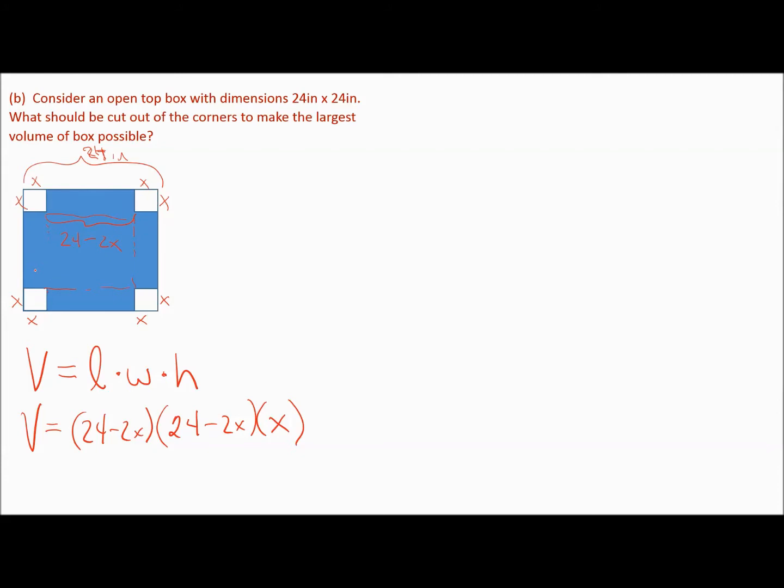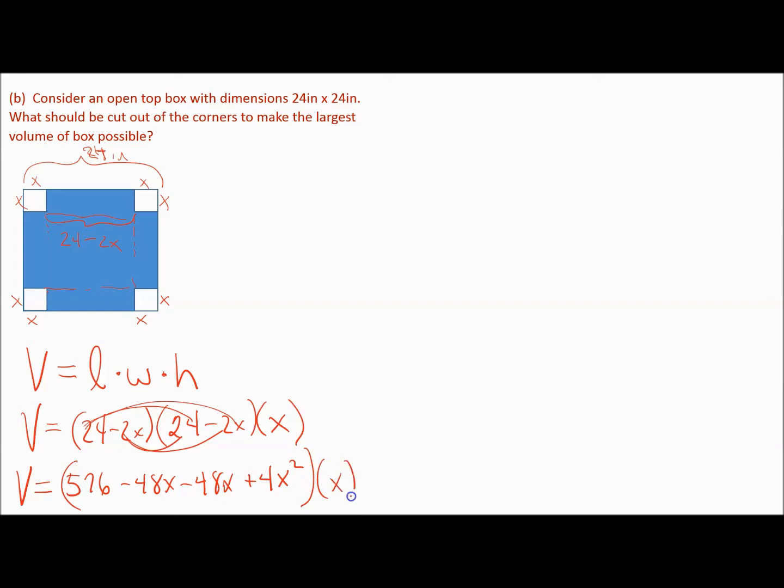What I do need to do, though, is multiply all this out. Unless you would like to use the product rule for 3 factors, I think it's easier just to multiply it out, folks. So let's do it. Volume equals. So here I go. 24 times 24, you know the drill, right? It's going to be 576. 24 times negative 2x is negative 48x. Negative 2x times 24 is going to be another negative 48x. And negative 2x times negative 2x is plus 4x squared.